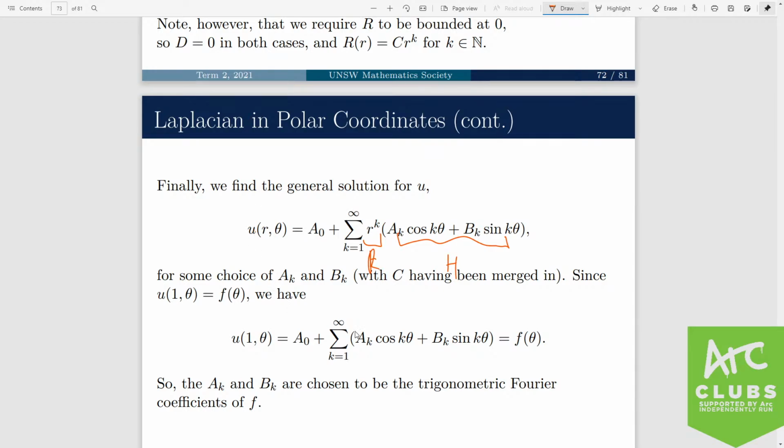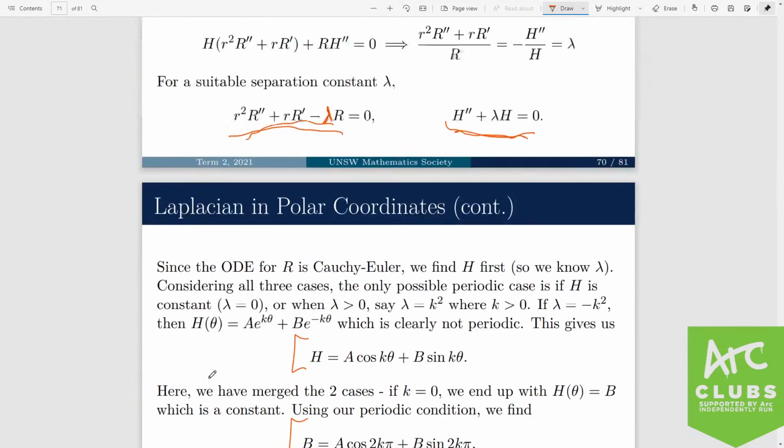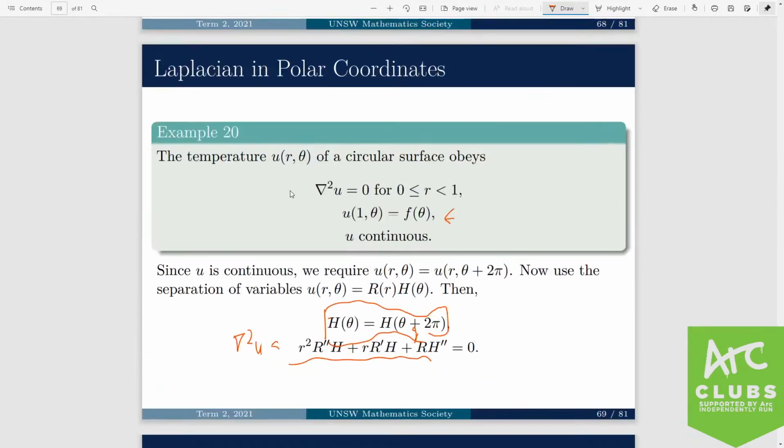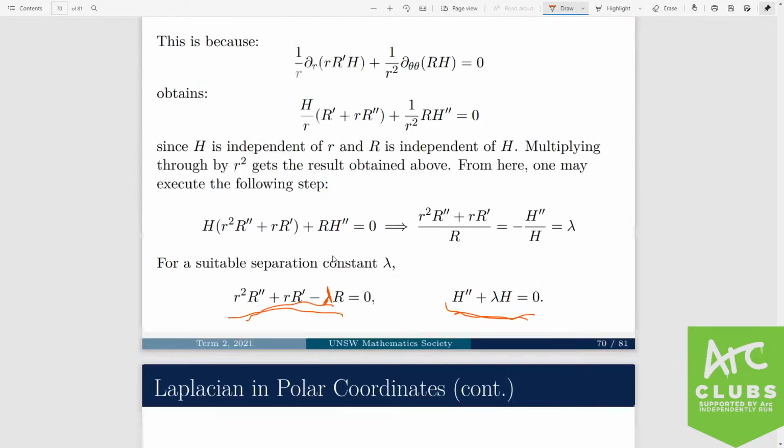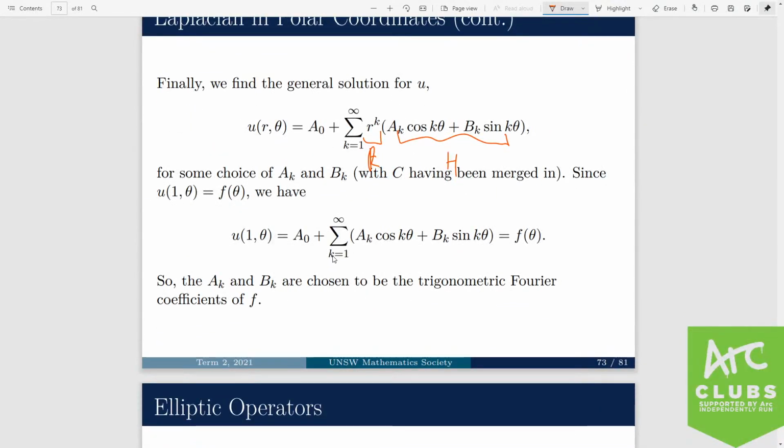Then we add them together, and then we use this condition to find the coefficients a_k. So we start at r equals 1, that's equal to f of theta, and then we use that to find the coefficients. So this is a Fourier series, essentially, and we use it to find the coefficients.